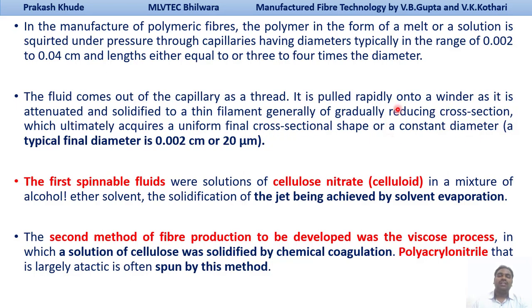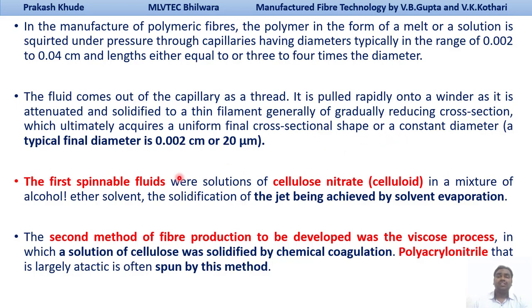So after passing through the capillary, it is pulled onto the winder, and during that period we are ultimately elongating or attenuating the filament into the required cross section shape. At the same time, the required denier in the filament can be attained.